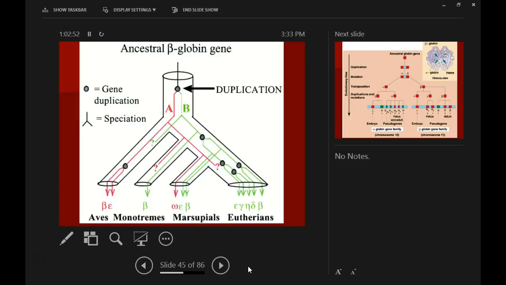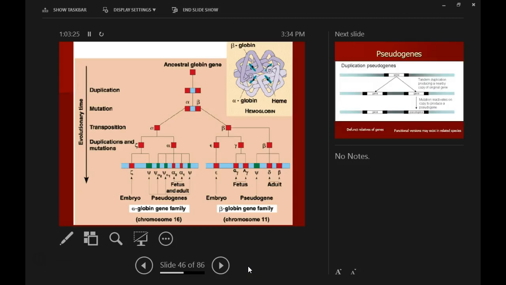Now, one of the most fascinating ones that we can find in us and other vertebrates is one that produces hemoglobin. In fact, hemoglobin, if you remember, has two proteins, the alpha chains and the beta chains. It turns out that the genes for those are found on two chromosomes, chromosome 11 and chromosome 16. And the cool thing is we find that they are members of gene families. So let's take a look at them. In fact, this is a cool picture here.